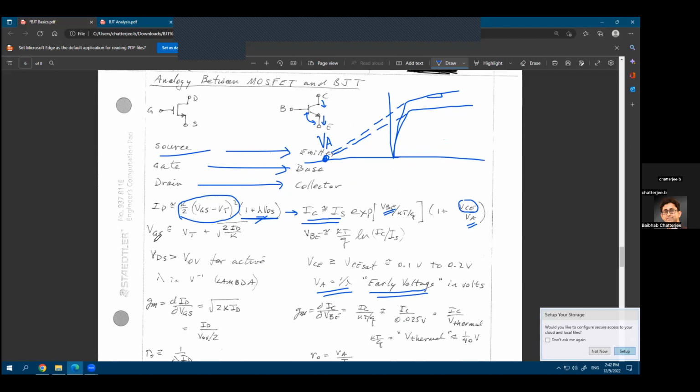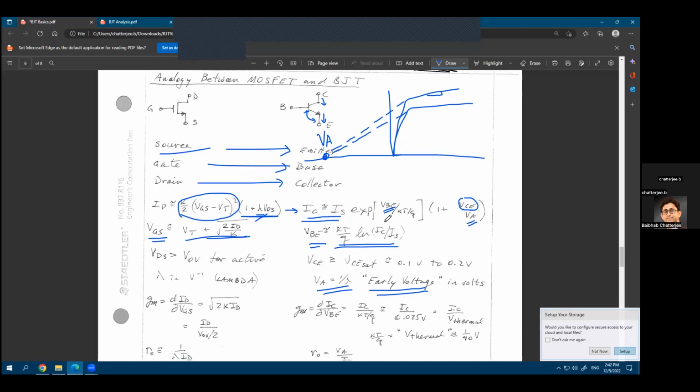Your VGS for the MOSFET was VT plus square root of twice ID over K. This is the equation we have used multiple times in the homeworks and also in the exams. Here, instead of VGS, you have VBE, and VBE is VT, which is kT over q, times the natural logarithm of IC over IS. That comes from the diode equation.